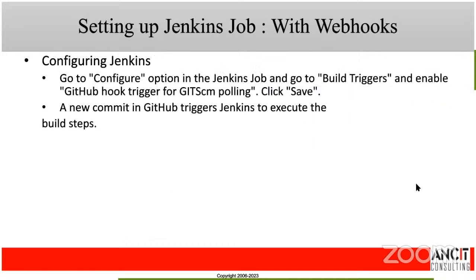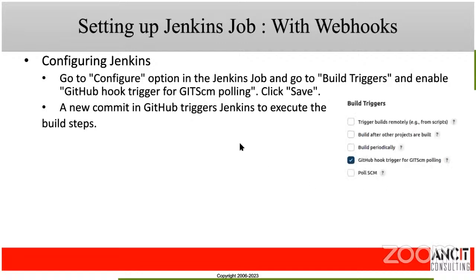The next part is configuring Jenkins for your webhooks. You need to go to the configure option in the Jenkins job. There's an option called configure, and then you need to go to build triggers. In the build triggers, there's an option called GitHub hook trigger for Git SCM polling. This option will keep polling for a webhook communication. As soon as it gets the webhook communication, it then pulls all the code from your GitHub repository.